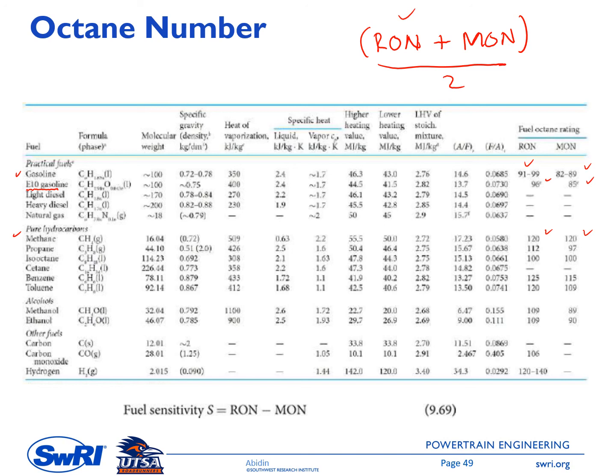And then next one here we have alcohols. So we have methanol and ethanol. They have a RON of 109 and a MON of 89. Another parameter to represent the fuel octane number is the fuel sensitivity. So this is the difference between RON and MON.